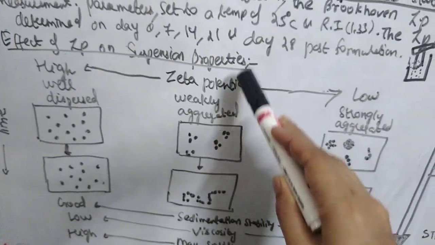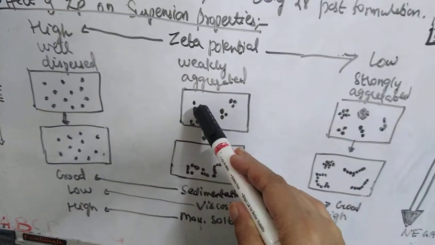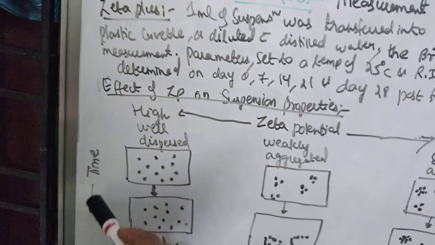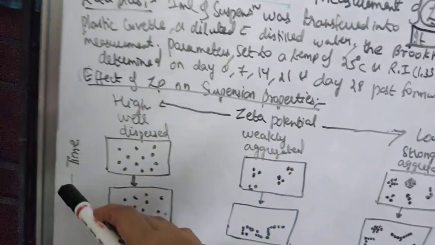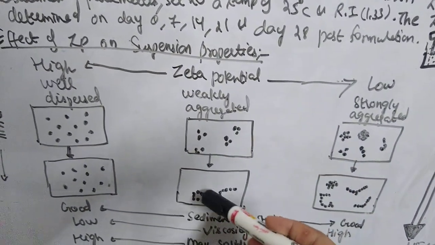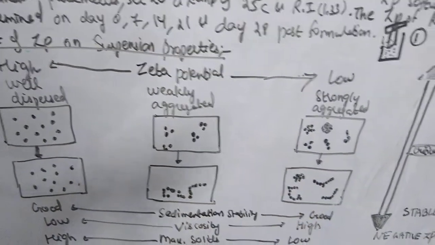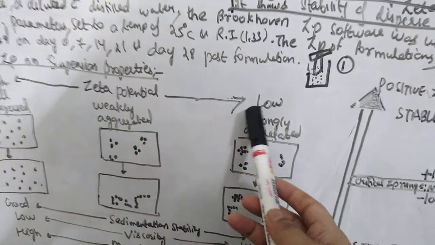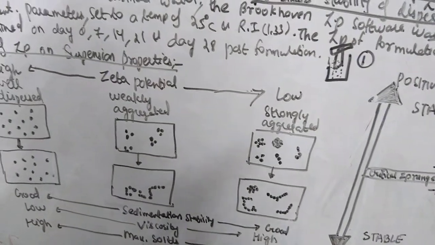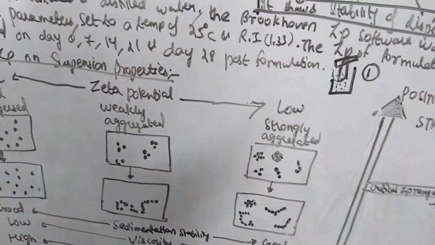At a particular value, the suspension is weakly aggregated. You can see loose aggregates or flocks over time. Over a period of time, these weakly aggregated particles will again form a better floccule structure. But if your zeta potential is reduced to a low value, that is done by flocculating agents. Flocculating agents are neutral electrolytes which will reduce the zeta potential of the system.